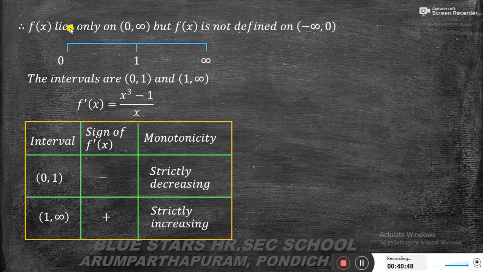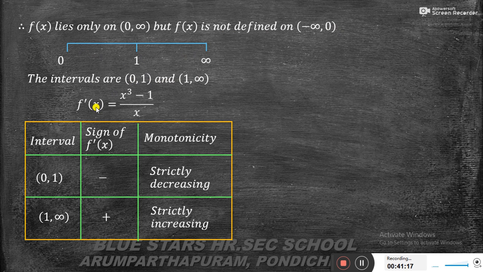So next, f of x lies only on (0, infinity), but f of x is not defined on (minus infinity, 0). So here the critical point is only x equal to 1. f of x lies only in (0, infinity), and it is not defined in (minus infinity, 0). So for (0, infinity), I take the number line and represent the 1 here. So the intervals are (0, 1) and (1, infinity).